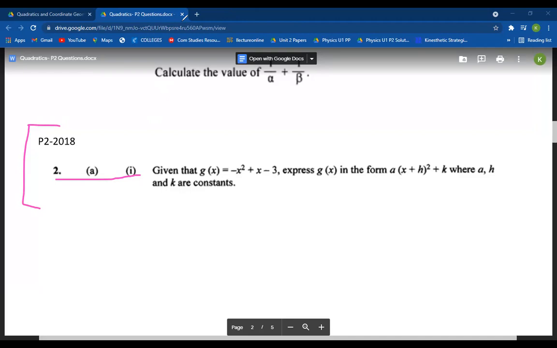So all you need to do is follow these steps I showed you, and these questions are very easy. You just read, follow the steps, get your marks, easy. So these are the steps. Remember, the first thing you want to do when completing the square, step 1, identify what A, B, and C are.